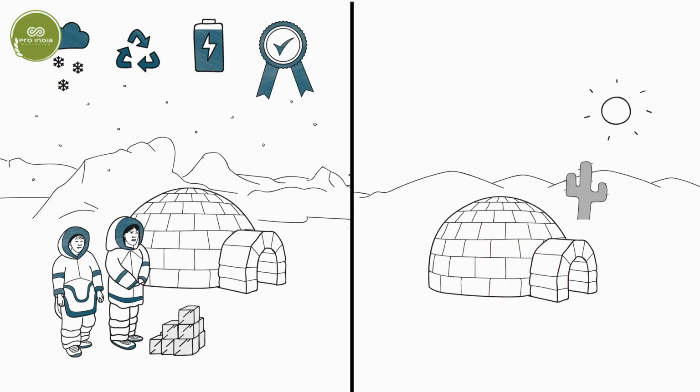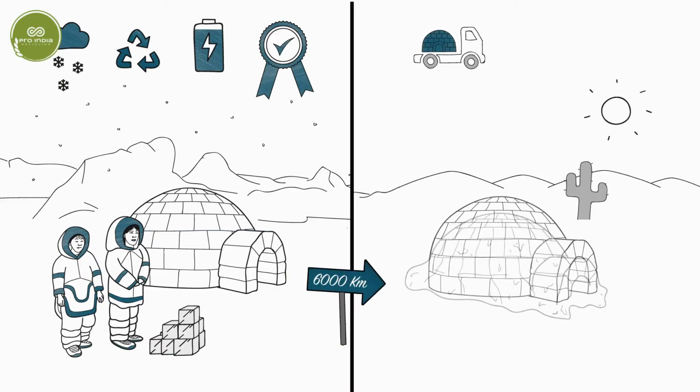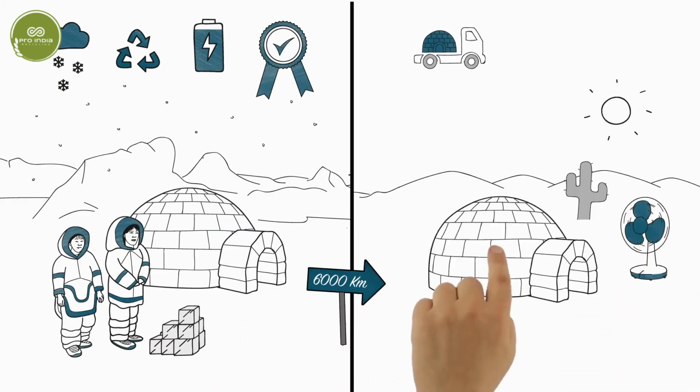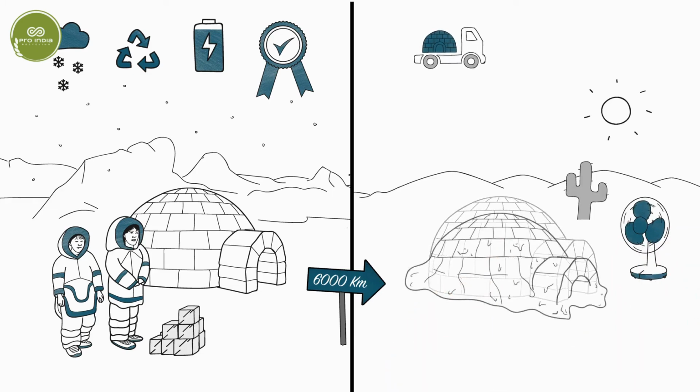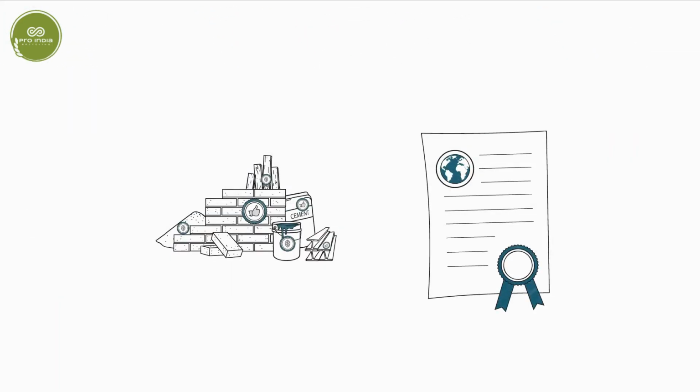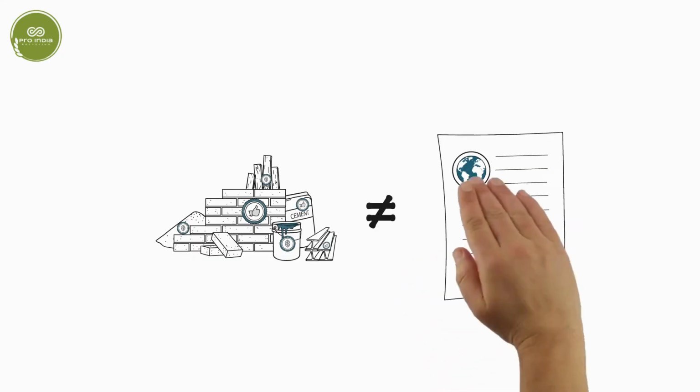If an igloo is to be built in the desert, the snow has to be transported across great distances. To prevent the igloo from melting, the snow would either have to be permanently cooled or replaced. All of this would require large amounts of energy. Environmentally friendly construction materials are therefore not a guarantee for sustainability.